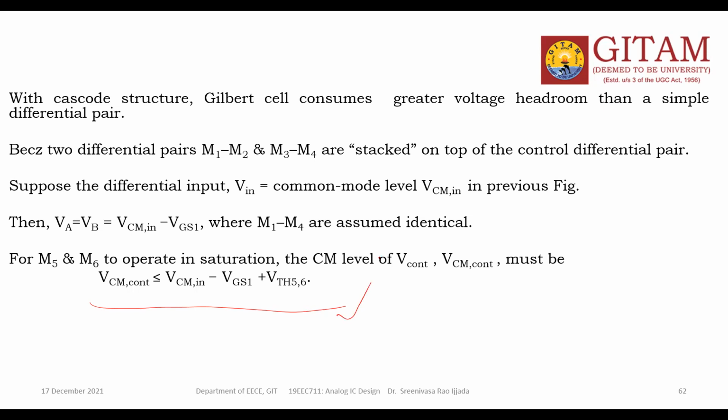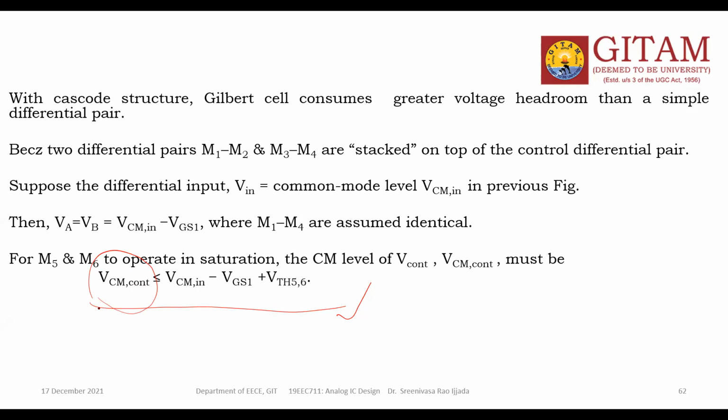The control voltage must be less than or equal to Vin CM minus VGS1 plus VTH of 5 and 6. Of course 5 and 6 are both identical transistors, that's why VTH is the same for both. How do you get this? First, I want to explain that the control voltage should be less than the input common mode value. Why? Because if the control voltage is more, then it permanently goes to saturation. So first make it lower, then apply the CM value, then increase this.